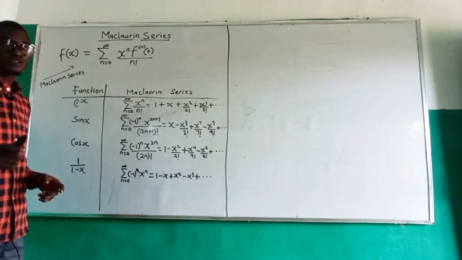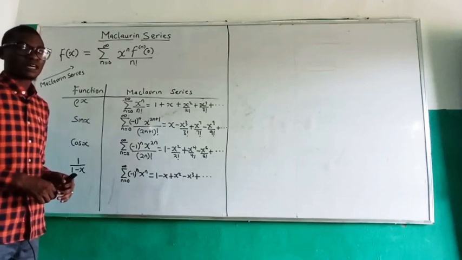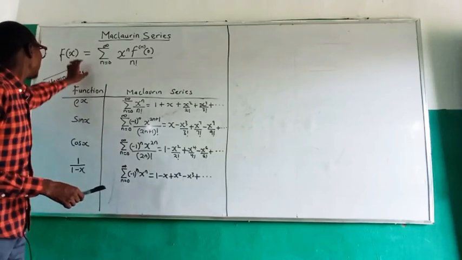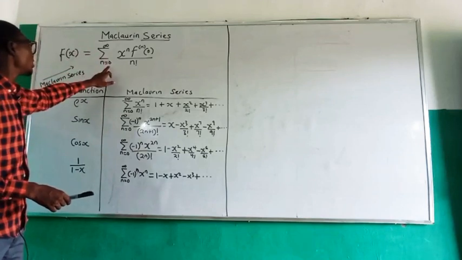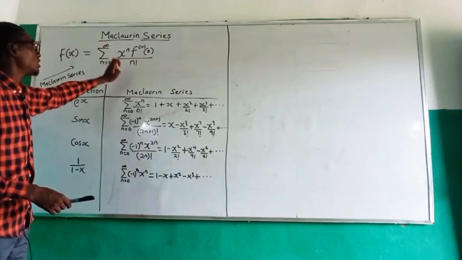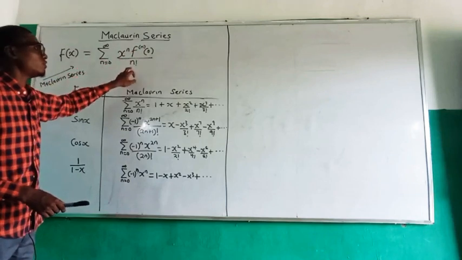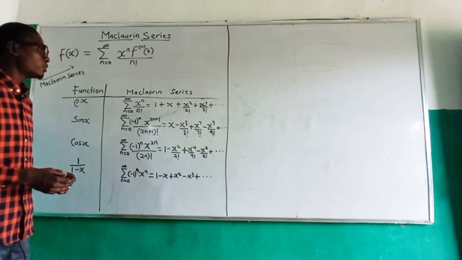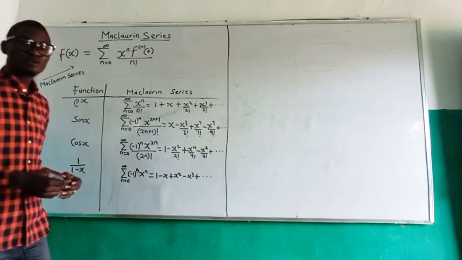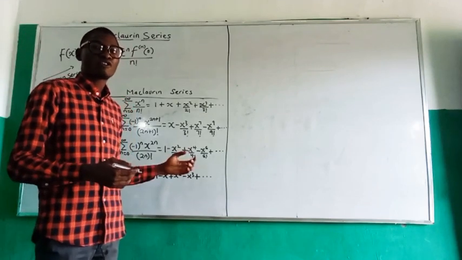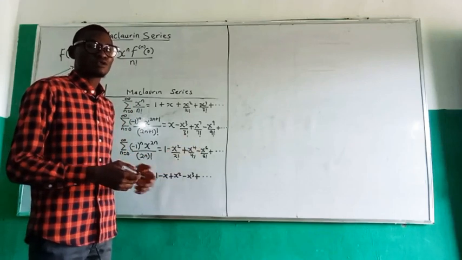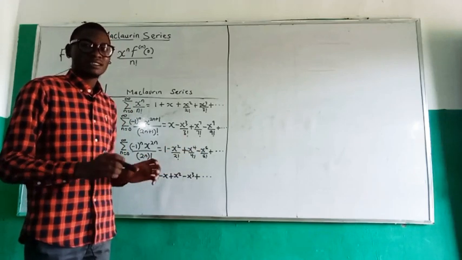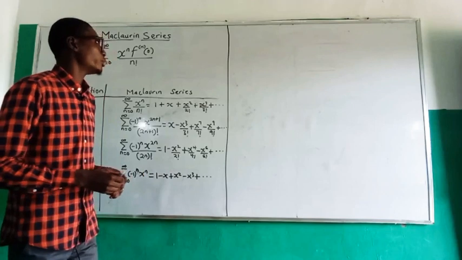Now, the first thing you have to understand is to know the formula of the Maclaurin series. Here, this is the formula of the Maclaurin series, which is given as the sum from n equals 0 to infinity of x to the n times f^(n) of 0 divided by n factorial. Now, I'll be teaching you one simple method that will help you to solve this question without any stress. So now let's look at the method.